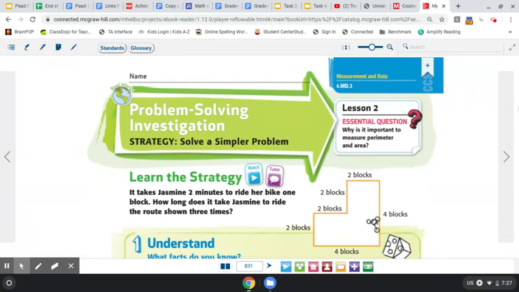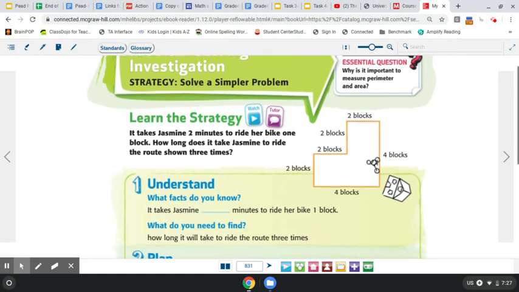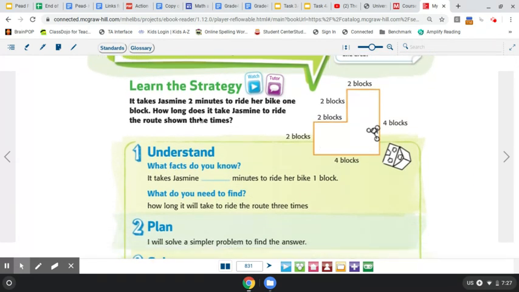All right, boys and girls, so today we're going to work on problem solving. It begins on page 831, your math book. Problem solving investigation strategy, solve a simpler problem. Learn the strategy. It takes Jasmine 2 minutes to ride her bike 1 block. How long does it take Jasmine to ride the route shown 3 times?